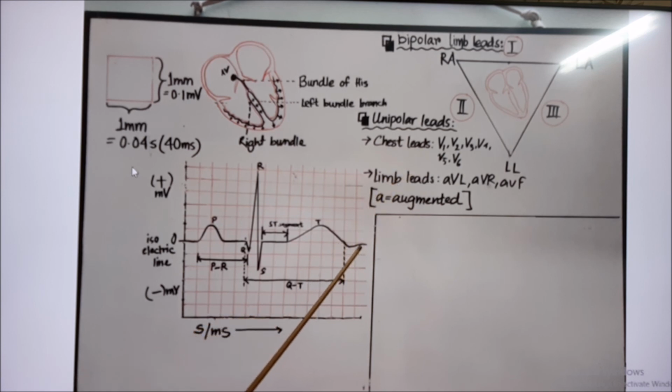Very important things. PR interval. What is the cause of the PR interval? It is the atrial depolarization and conduction through the AV node. The QRS complex is the ventricular depolarization, and the T wave is the ventricular repolarization. Again, come to the QT interval. It includes ventricular depolarization, and T is the ventricular repolarization.